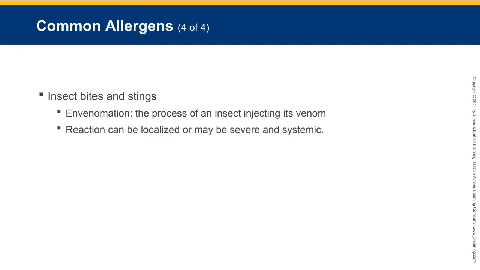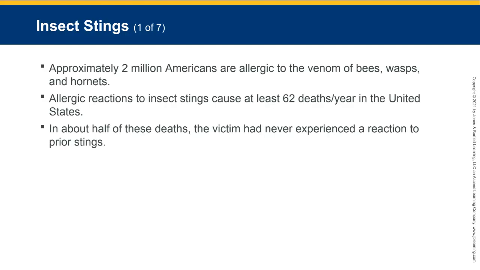Insect bites and stings. Envenomation is the process of an insect injecting its venom. The reaction can be localized or it may be severe and systemic. Approximately 2 million Americans are allergic to venom of bees, wasps, and hornets. I don't think we have that issue here much in Jamaica. Allergic reactions to insect stings cause at least 62 deaths per year in the United States. In about half of these deaths, the victim had never experienced a reaction to prior stings.